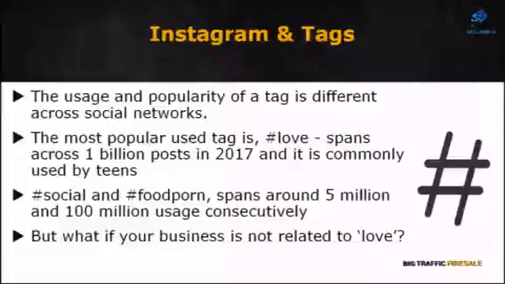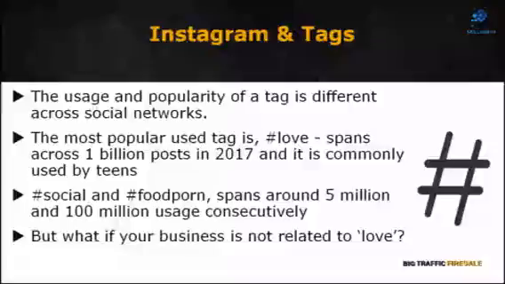There are numerous tags going around the internet at the moment, but the usage and popularity of a tag is different across social networks. Research shows that on Instagram the most popular tag is #love. Currently, it spans across 1 billion posts in 2017, and it's commonly used by teens. What comes next after #love is #social and #foodporn. Both span around 5 million and 100 million usages respectively.